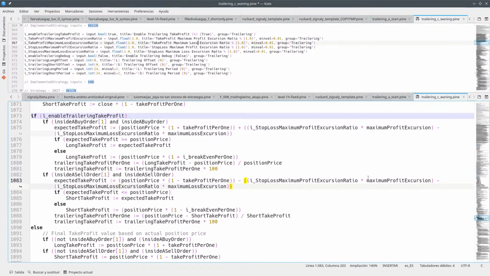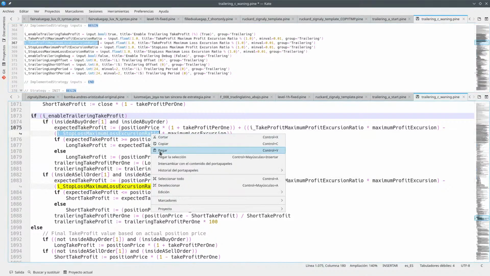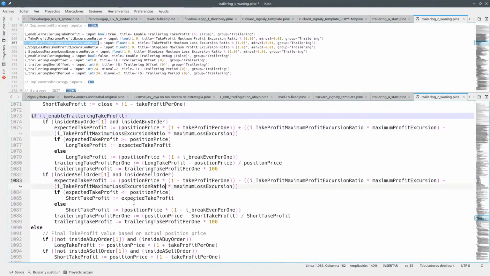We want the maximum profit minus, okay. So now we should be able to change these ratios with whatever we want, which is take profit, maximum profit excursion ratio, which is here. And now we have another setting, which is maximum loss excursion ratio, which is here. Okay, nice. So that means maximum loss excursion.